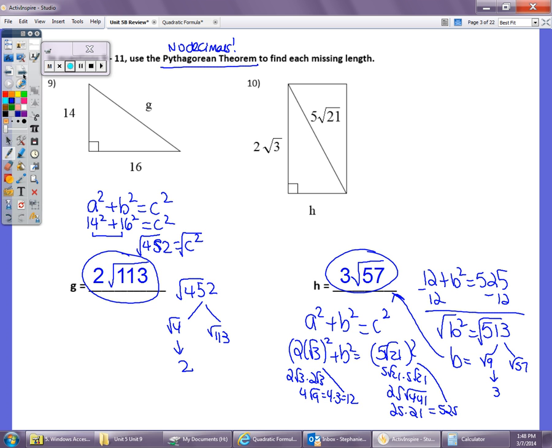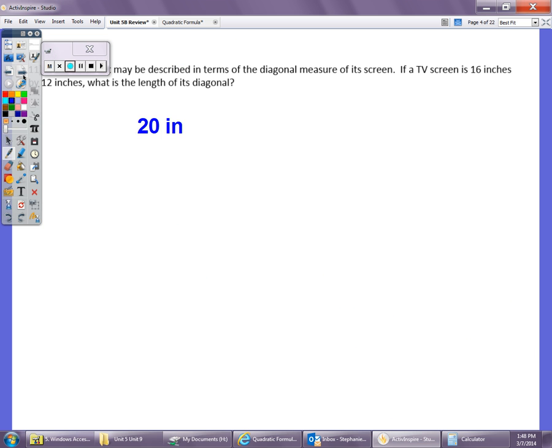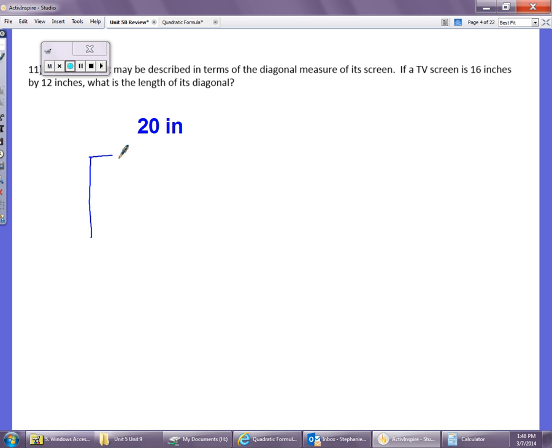Remember, you can stop and pause the video and rewind as much as you want, especially if you think I'm going too fast. Alright, we have a television set, usually in the form of a rectangle, and we have the diagonal that goes through the television set, and they said that the television screen is 16 by 12. So I put 16 here, 12 here, and we have to find the value of the diagonal.